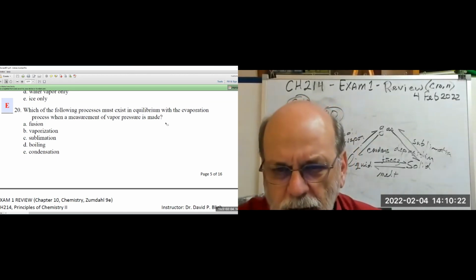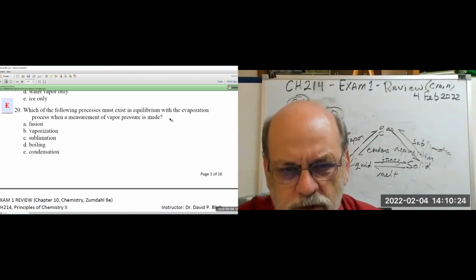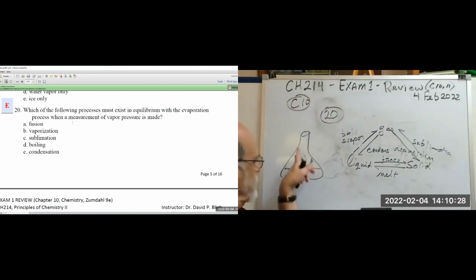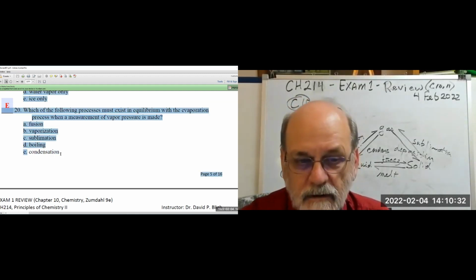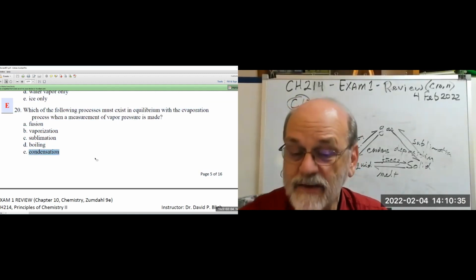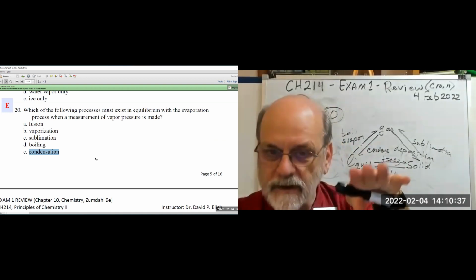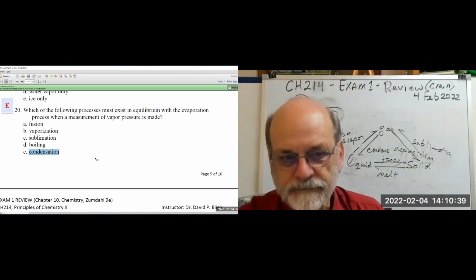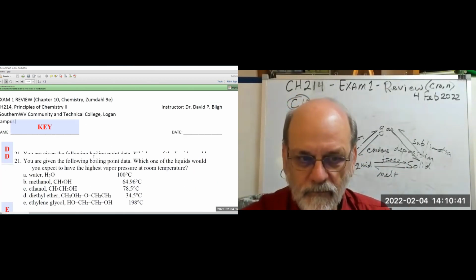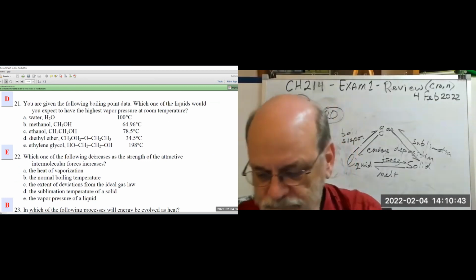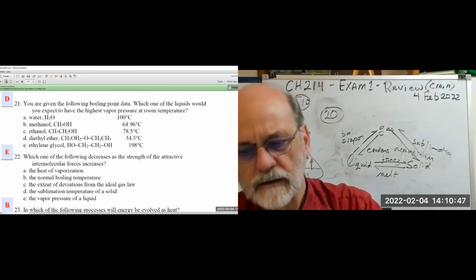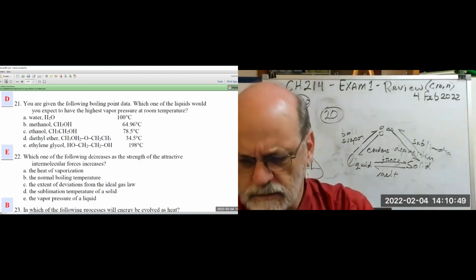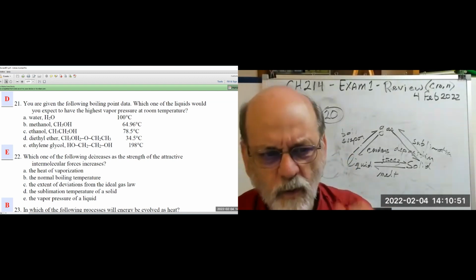So which is in equilibrium with evaporation? Evaporation, condensation. Okay, that's why E is the answer. It's the opposite of evaporation. All right, got a lot of them in this one. 21.